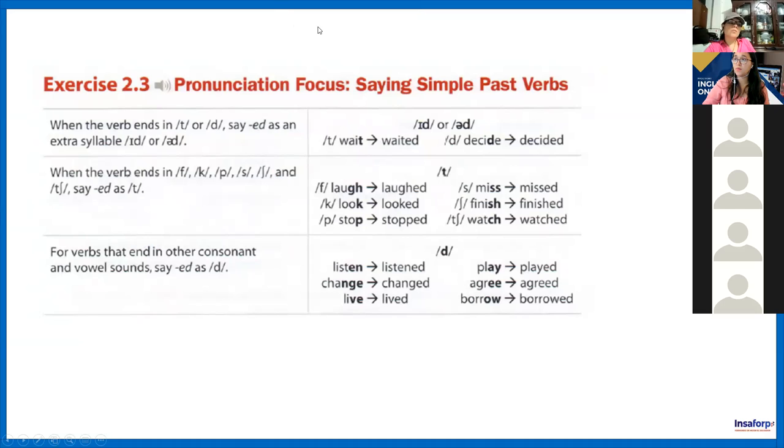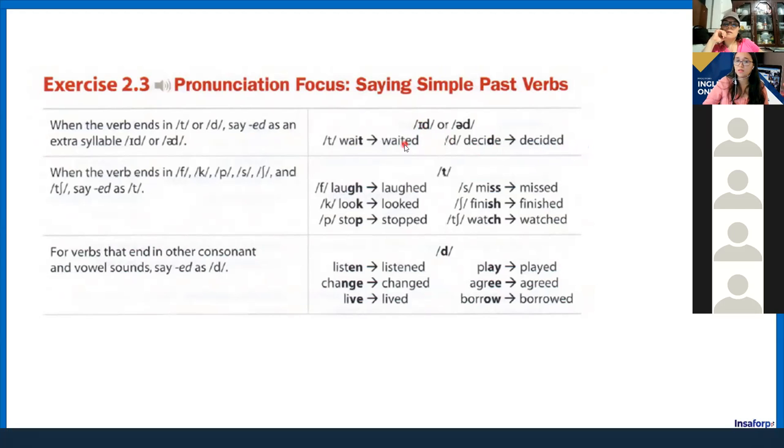Tenemos, por ejemplo, this one, waited, decided. Tenemos aquellos que terminan con el sonido de la t, y tenemos el sonido de la d. Okay, ¿cuándo lo vamos a pronunciar de esta forma? Cuando the verb ends in T or D, vamos a pronunciar using it, right? Por ejemplo, este verbo, wait. En pasado, waited, waited. Tenemos el siguiente que termina en D, decided, decided. Okay, ese sería when we have this case.